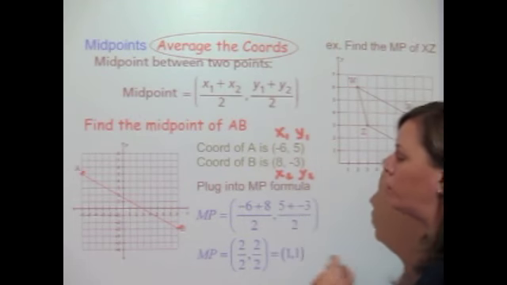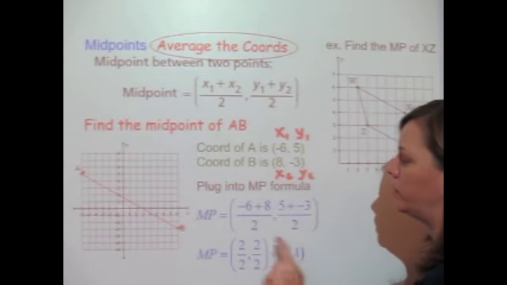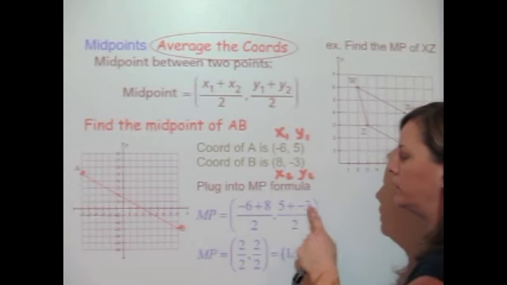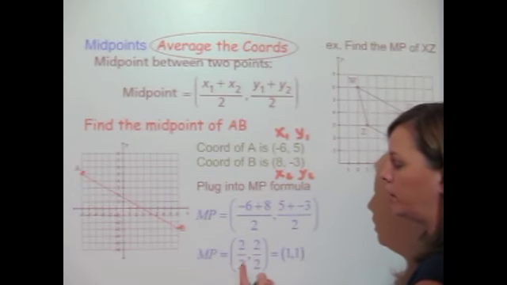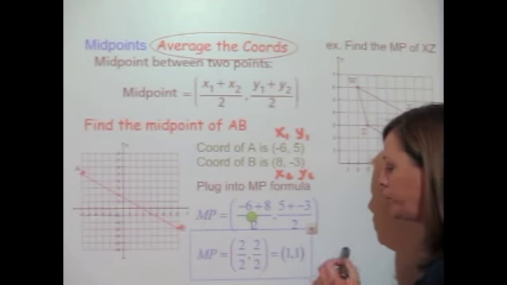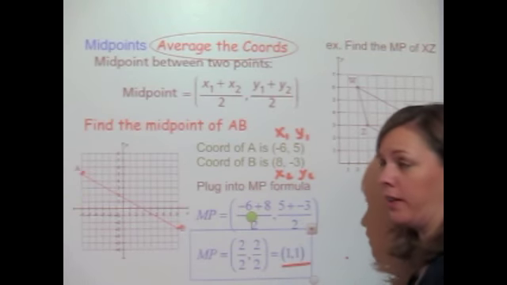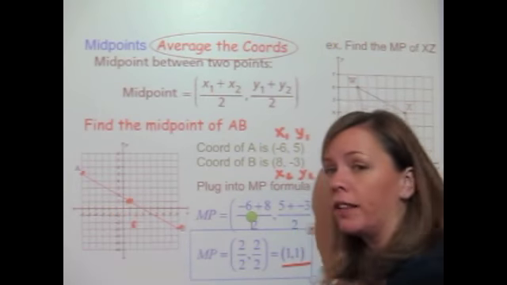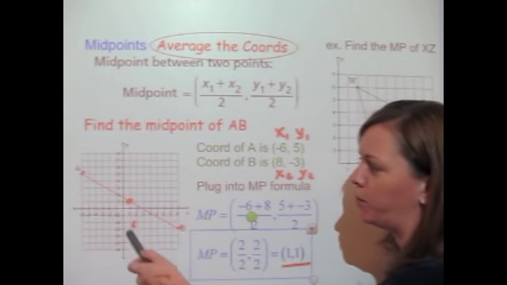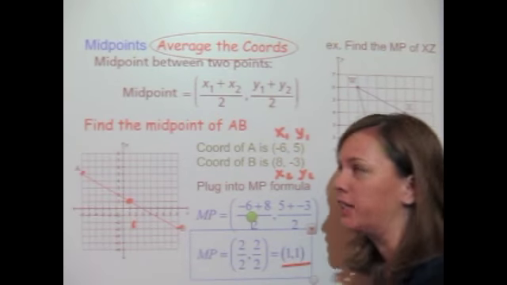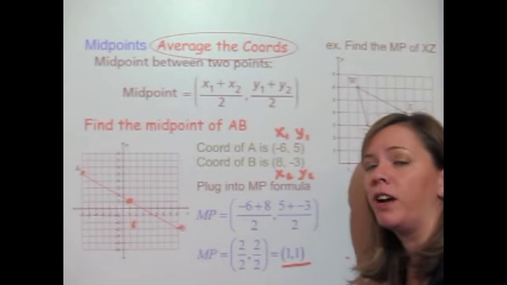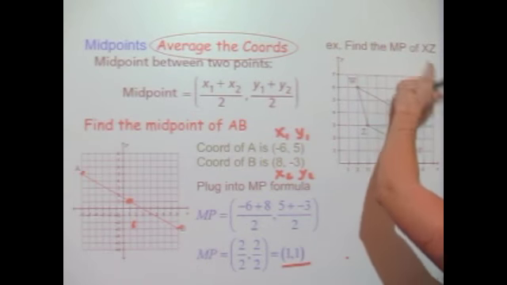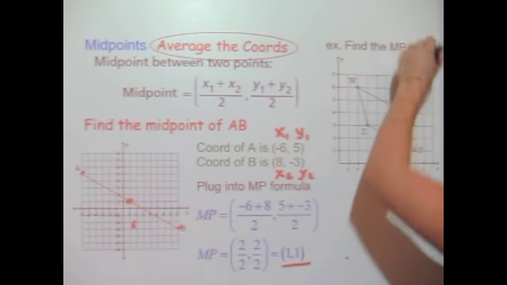Plug those straight into the formula, or just find the average of your x-coordinates. So negative 6 plus 8 over 2. Average of your y-coordinates is 5 plus negative 3 over 2. Both of those give you 2 over 2. And if you simplify that, you get the coordinate 1, 1. You should always go back on your diagram, plot that point, and make sure it looks like a midpoint, which this one definitely does. Let's look at another example of how you're likely to see a midpoint problem on the Ames. Let's find the midpoint of segment XZ.